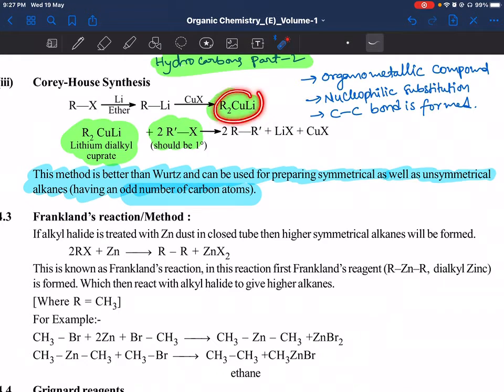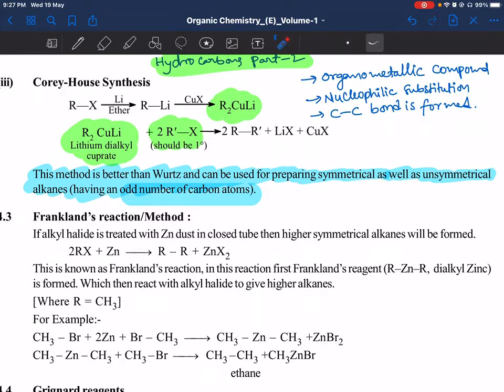Here an organometallic compound is forming, that's why organometallic compound. Here nucleophilic substitution, because the alkyl halide is replaced by R minus. And in the end, which bond is forming? The alkane R-R' is forming. That means a carbon-carbon bond is formed. Okay, students, it is Corey-House synthesis. By using this, we can prepare even number and odd number of alkanes with good yield.